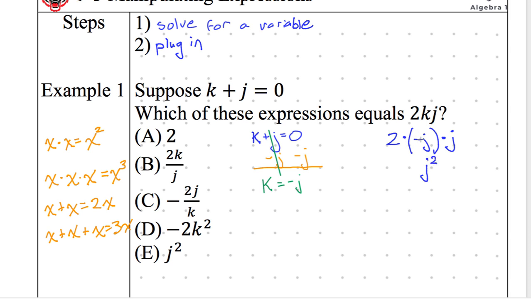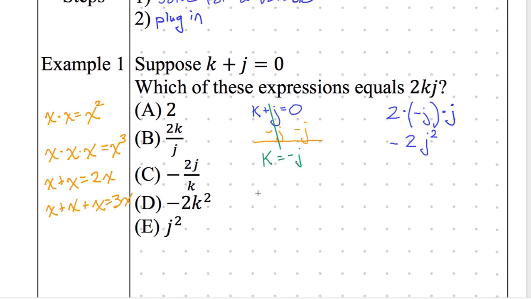Now I have a negative still out front, so there's my negative. A negative times a positive is a negative. And don't forget about that 2. We have negative 2j squared. Is that any of our answers? No? Okay, then we'll do steps 1 and 2 for your other variable. On this first step, we solved for k. Now I'm going to solve for the other variable.